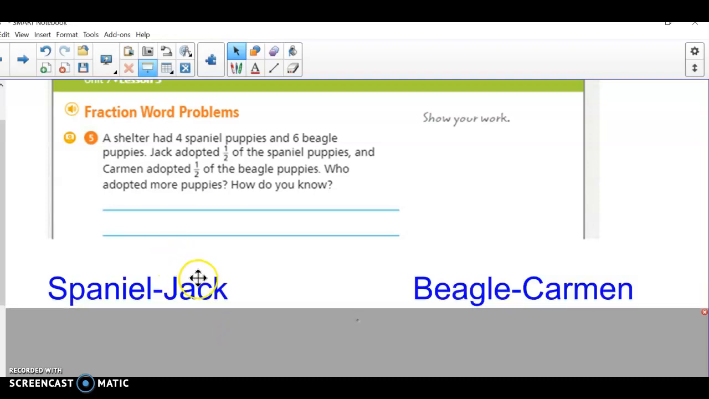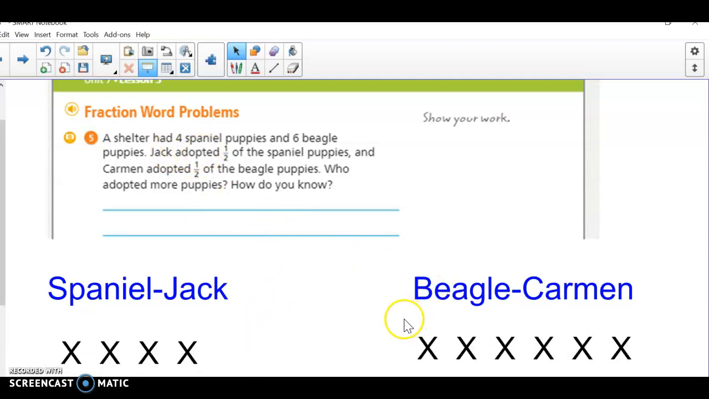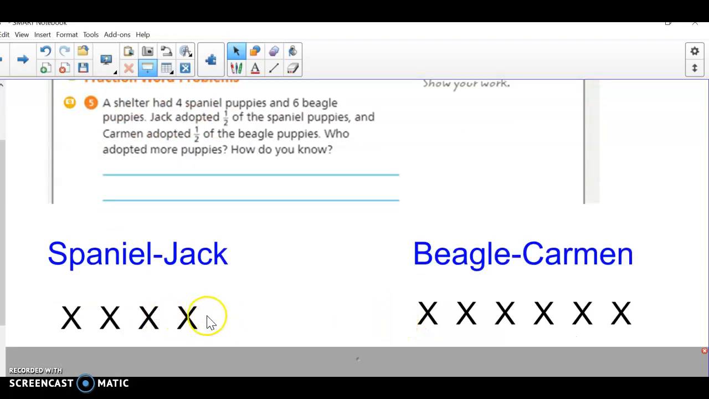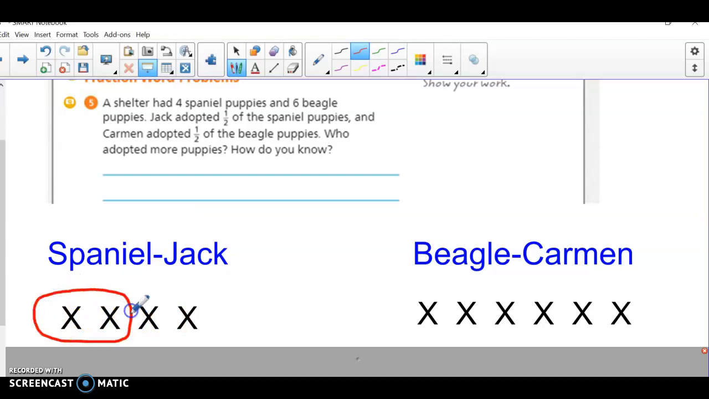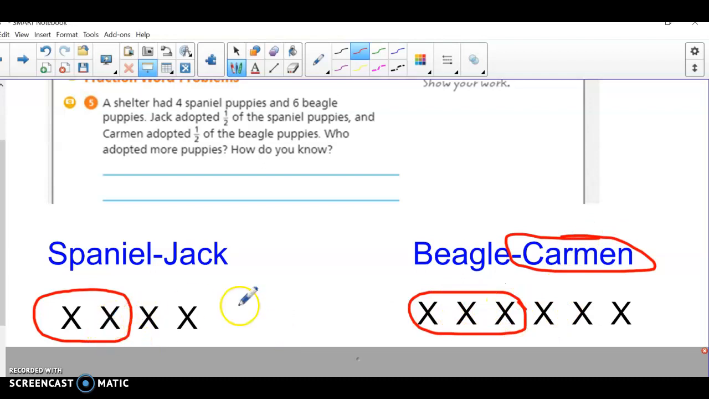Okay, so I know that Jack is going to adopt the spaniel puppies. Carmen is going to adopt the beagle puppies. There were 4 spaniel puppies and 6 beagle puppies, so I drew X's to represent my puppies. If Jack adopts half of these spaniel puppies, half of 4 is 2. And if Carmen has half of the beagle puppies, half of 6 is 3. And so Carmen is going to adopt more because 3 is more than 2.